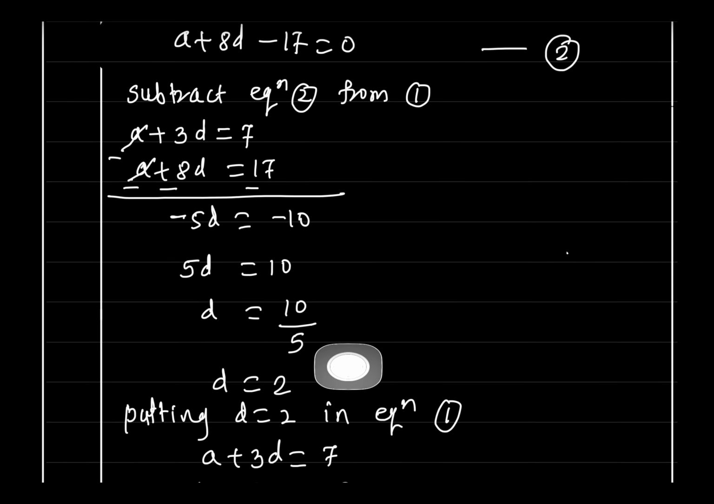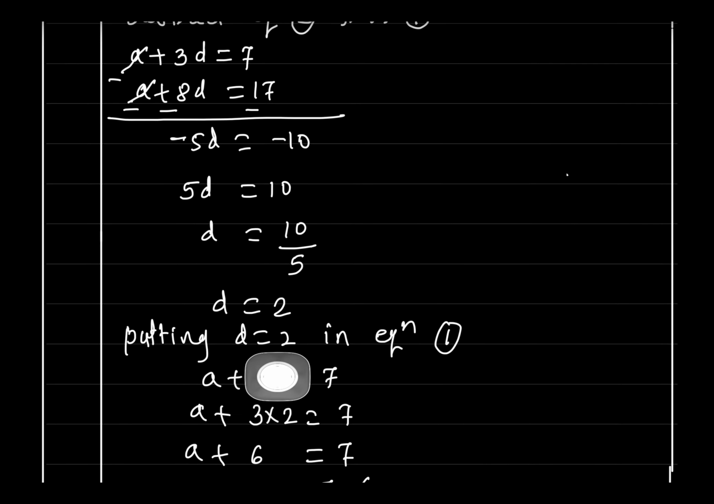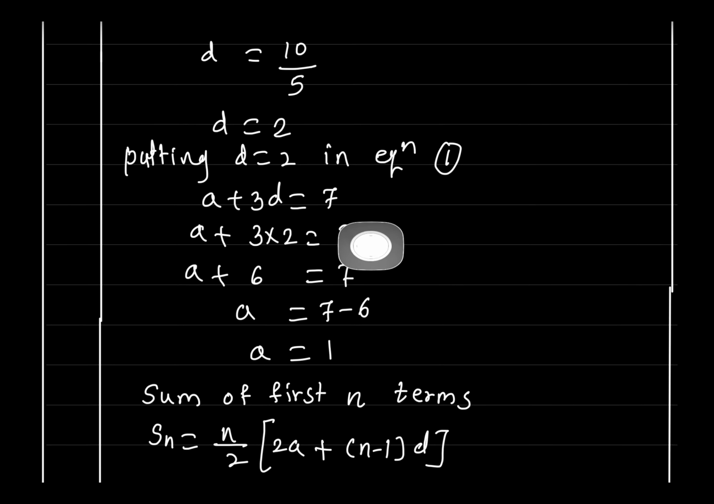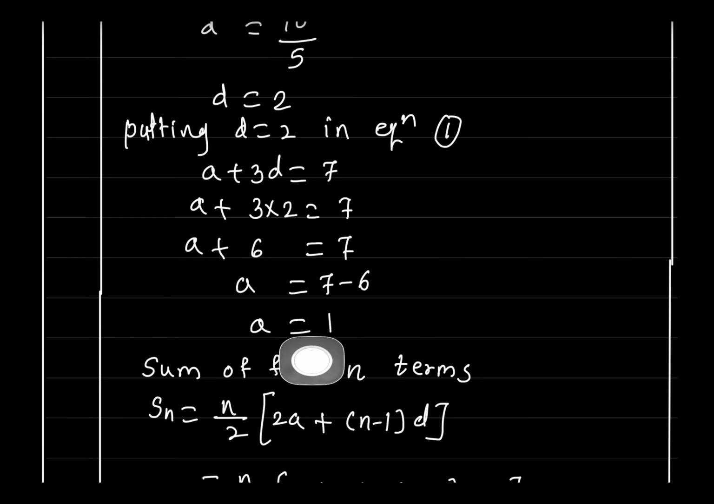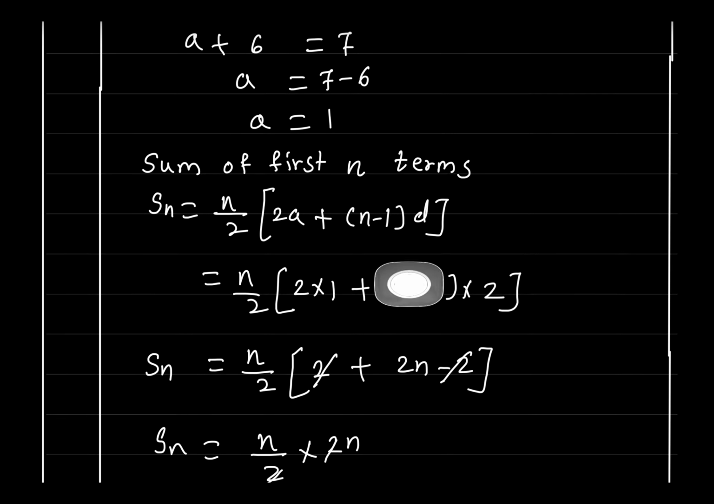Again here subtraction, 17 minus 7, so minus 10. Minus minus plus, 5d equal to 10. d equal to 10 upon 5, so d equal to 2. Putting d equal to 2 in equation 1, a plus 3d equal to 7. Then a plus 3 into 2 equal to 7, a plus 6 equal to 7. a equal to 7 minus 6, so a equal to 1.